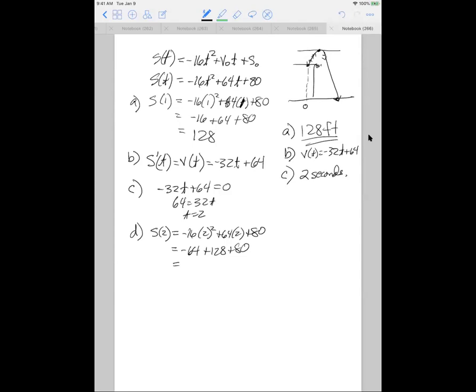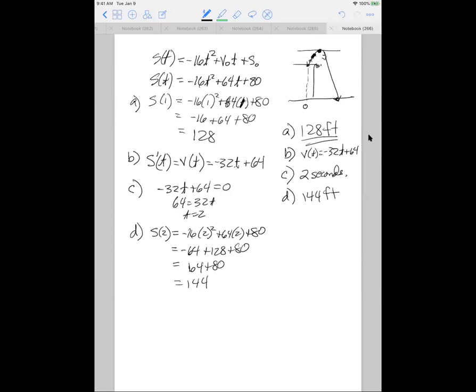64 plus 80 turns out to be, let's write it out, 64 plus 80. That turns out to be 144. Therefore, the max height is 144 feet. Okay? So notice this. It happened at 2 seconds. At 1 second, we were at 128 on the way up. It's not exactly halfway. It's slowing down as it's going up here.